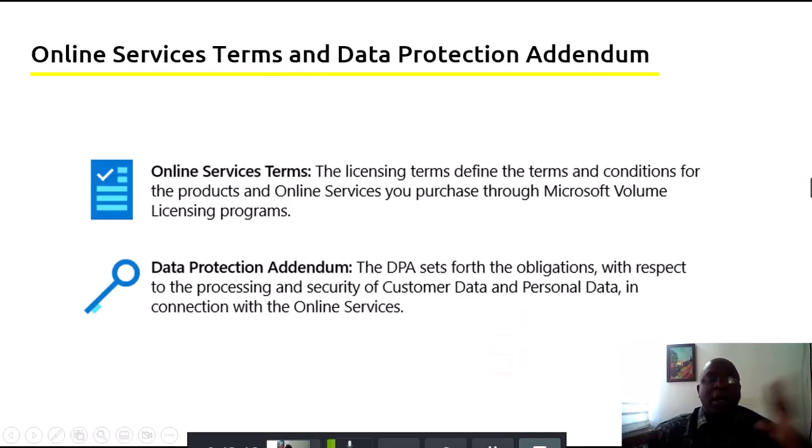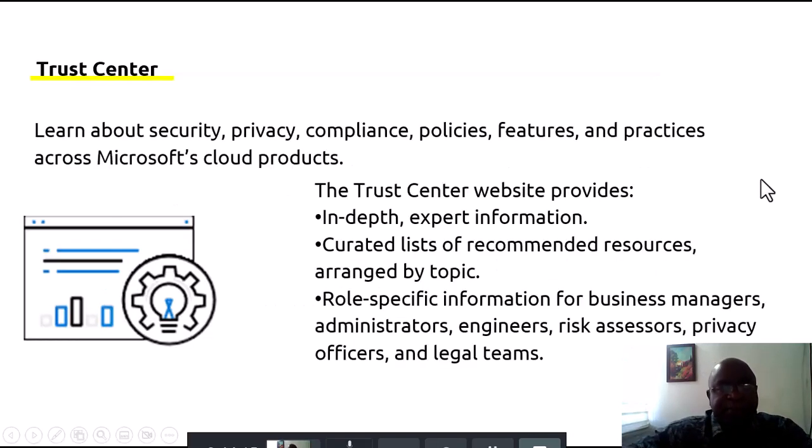Next we're going to be looking at the Online Services Terms and the Data Protection Addendum. For the Online Services Terms, the licensing terms define the terms and conditions for the products that you're buying online through the volume licensing program. For the second one, the DPA sets forth the obligations with respect to processing and security of data and personal data in connection with online services.